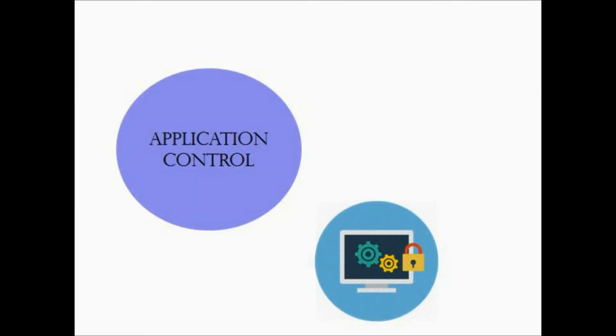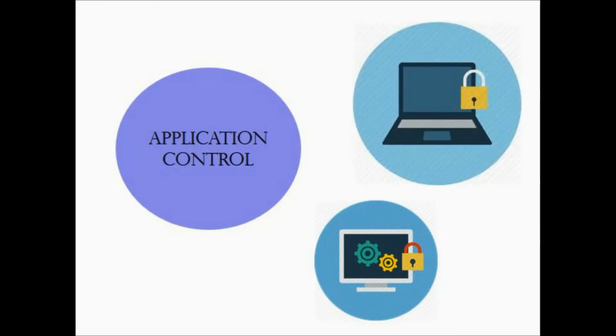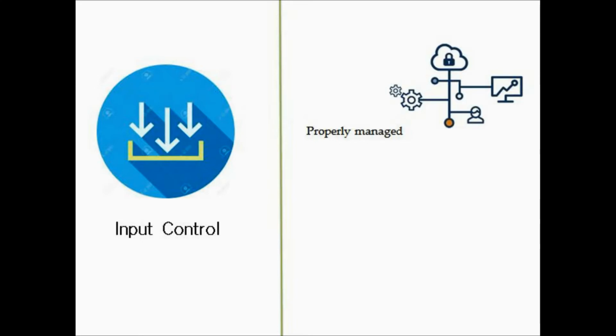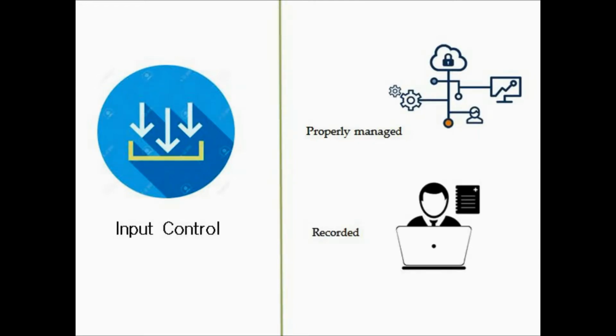It is applied to the processing of individual accounting applications such as sales or payroll. This control helps to ensure the completeness and accuracy of transaction processing, authorization, and validity. First is input control. The purpose of the control over input is to ensure the transaction is properly managed before being processed by the computer, where there is no duplication or modification at the same time, to ensure incorrect transactions are rejected, corrected, and resubmitted.